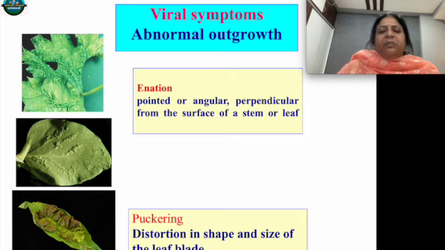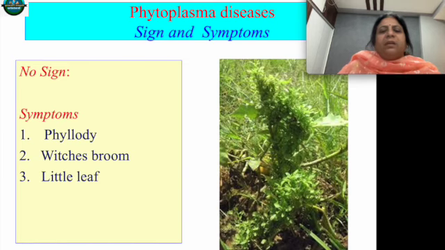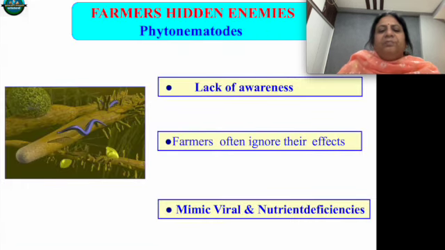Enation, abnormal outgrowth, pointed or angular, perpendicular from the surface of the stem or leaf, that is called enation, which is a symptom of viral disease. Puckering, distortion in shape and size of the leaf blade, which is called puckering, is also a viral symptom. Phytoplasma diseases. The phytoplasma diseases are phyllody, witch's broom, little leaf in case of brinjal.